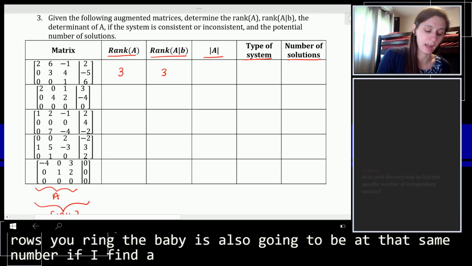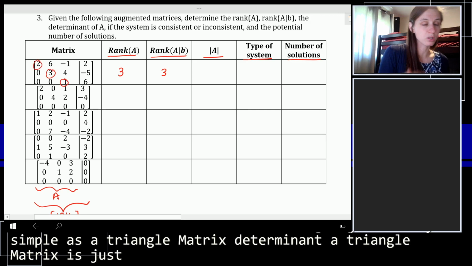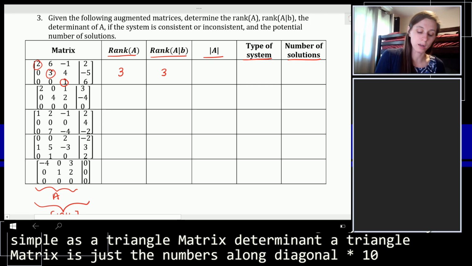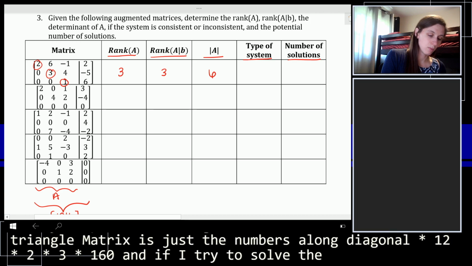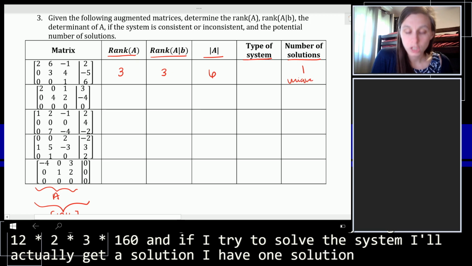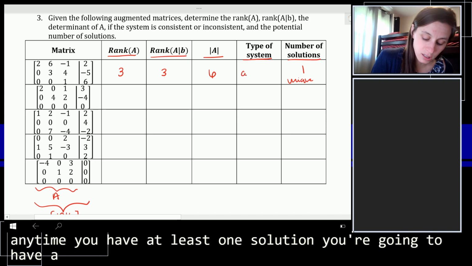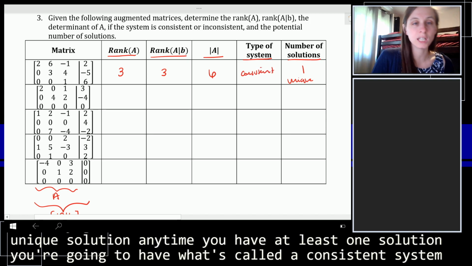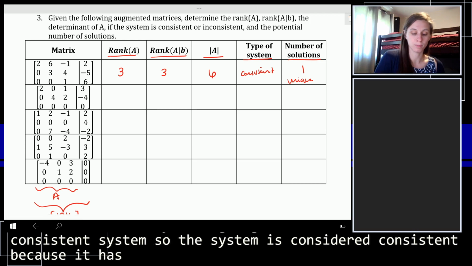If I find the determinant of A, it's going to be really simple. It's a triangle matrix. The determinant of a triangle matrix is just the numbers along the diagonal multiplied by each other. So 2 times 3 times 1. The determinant of A is 6. Note that is not 0. And if I try to solve the system, I'll actually get a solution. I have one solution. So it's a unique solution. Anytime you have at least one solution, you're going to have what's called a consistent system. So this system is considered consistent because it has at least one solution.